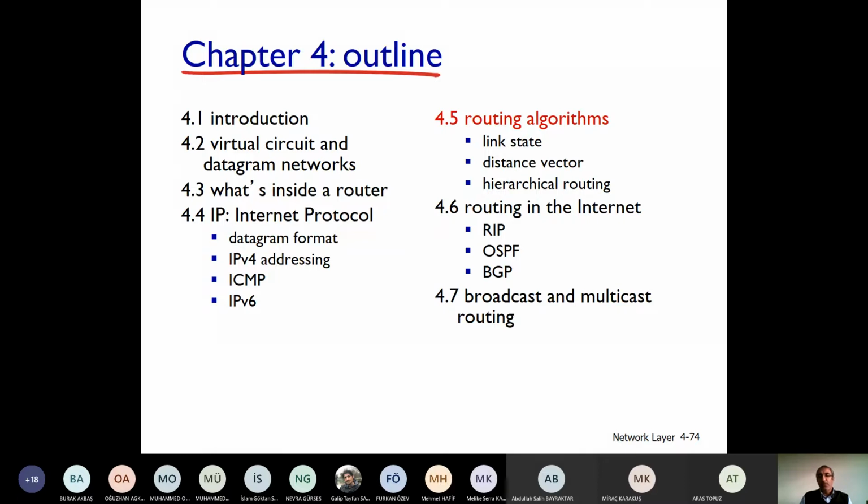And then finally, we're going to complete this chapter with broadcast and multicast routing. How do we broadcast and multicast? Recall that so far we have been covering the case of unicast, but in the last section we're going to cover the broadcast as well as the multicast routing method.